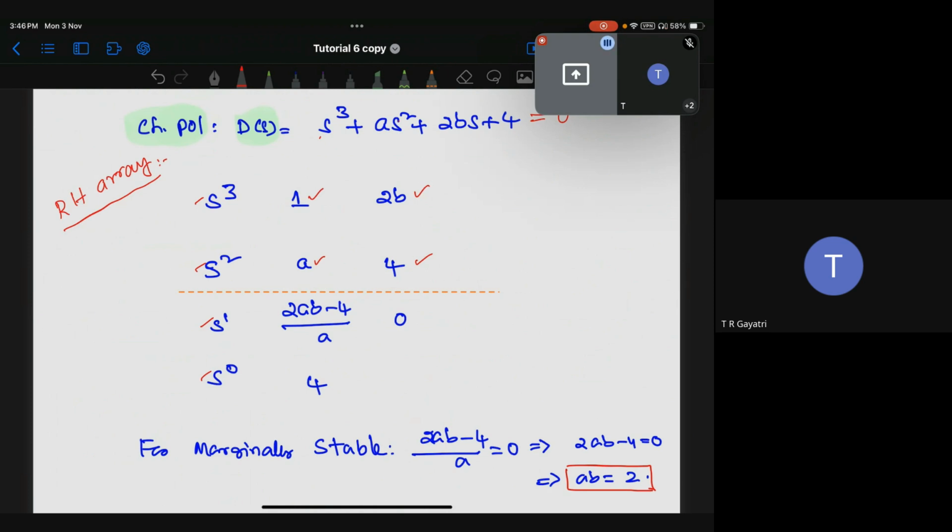So the first term, how do we find it? A multiplied by 2B minus 1 multiplied by 4, divided by A. So that is this term. Next, since we don't have any terms there, this will be 0. Then this multiplied by 4, A multiplied by 0, divided by this total term, that will be 4. Is this clear?